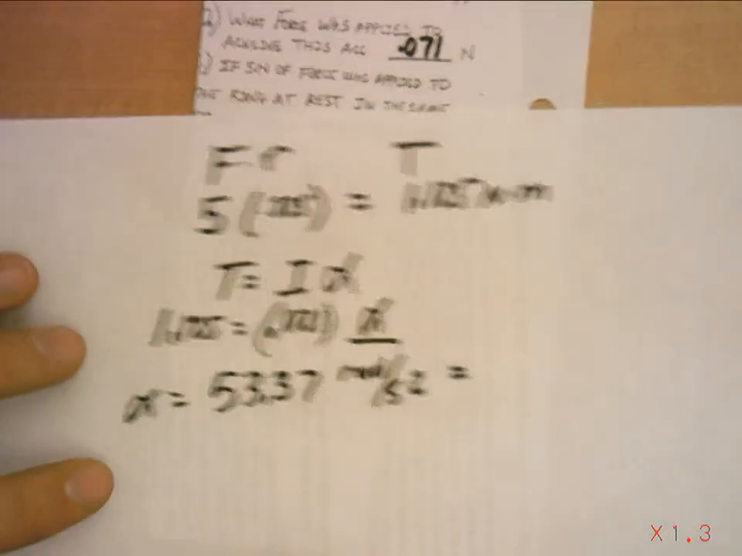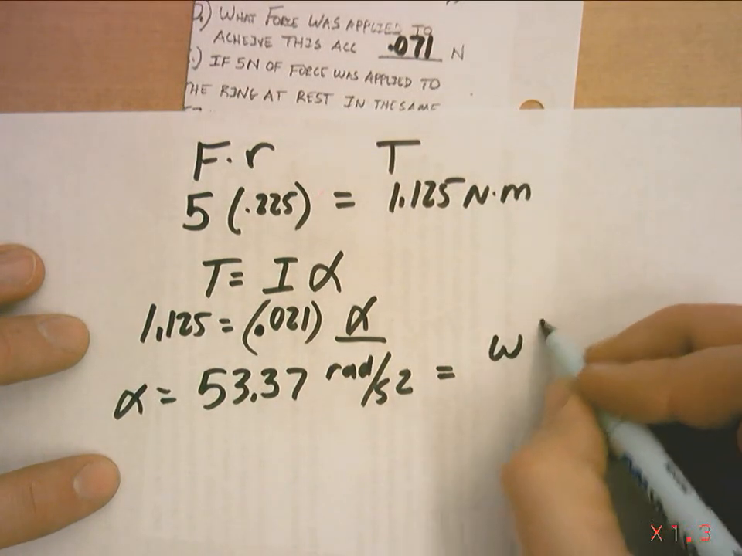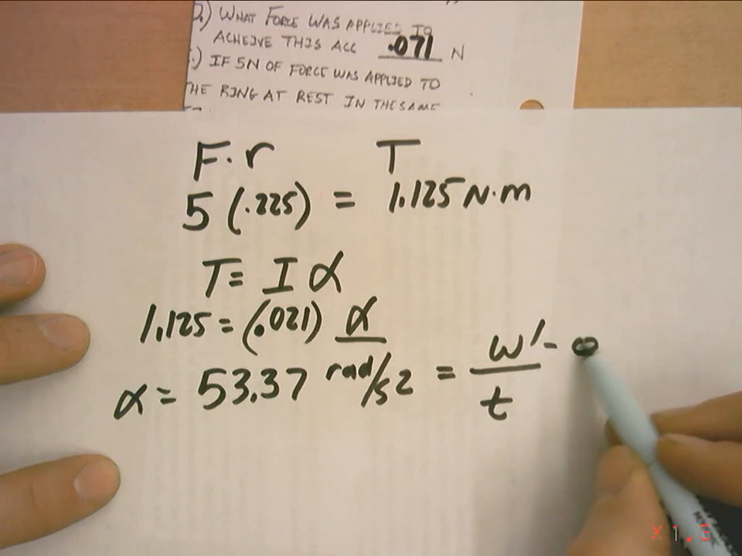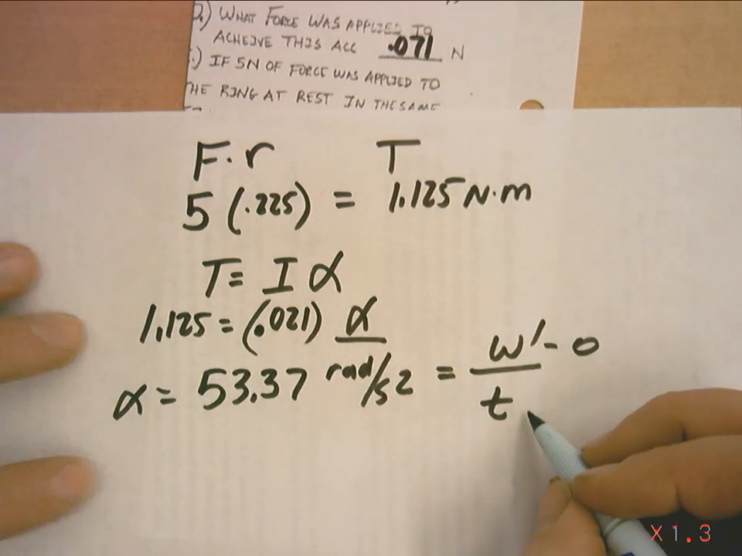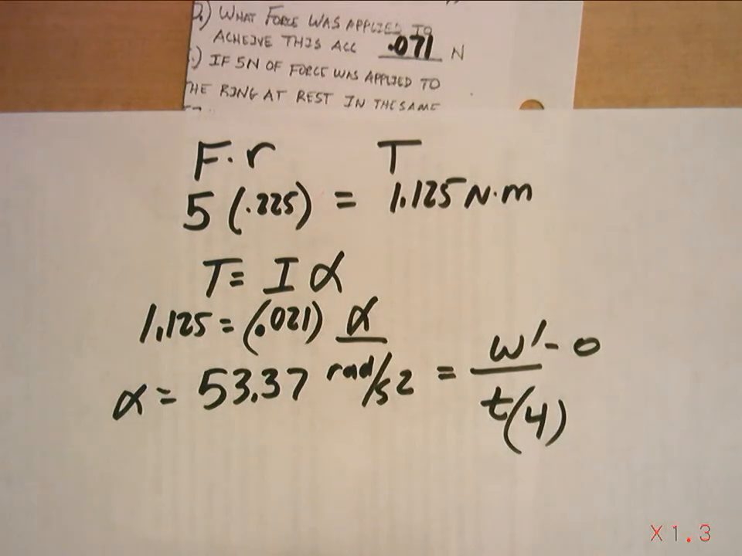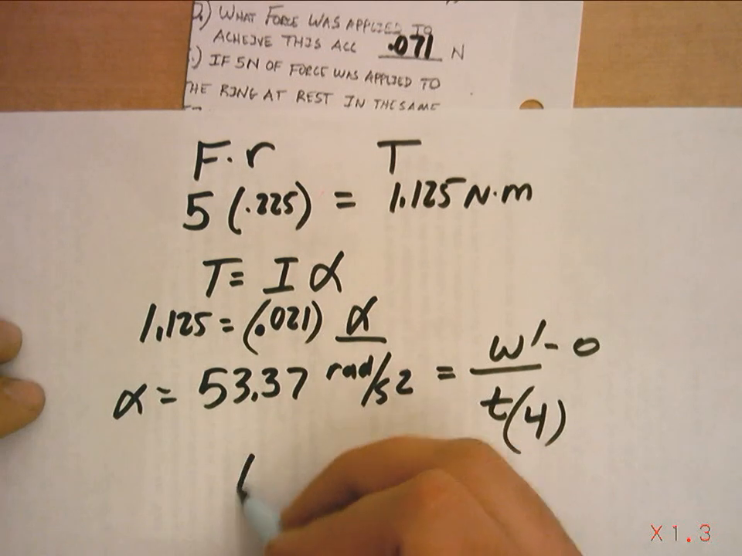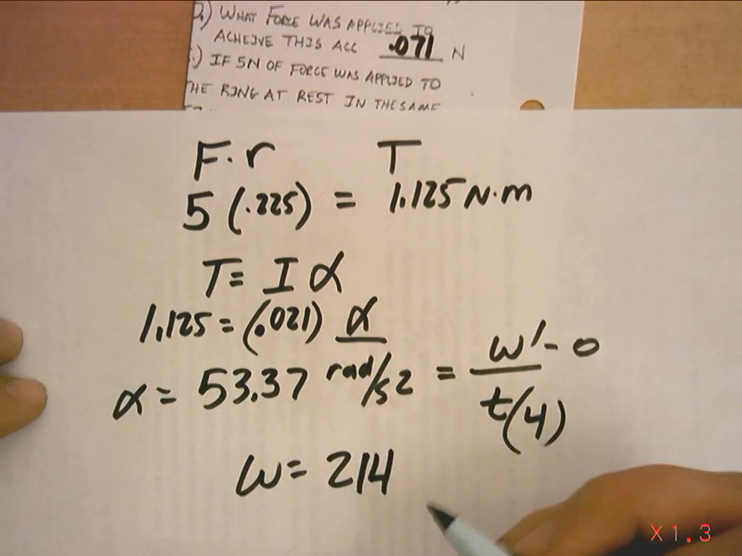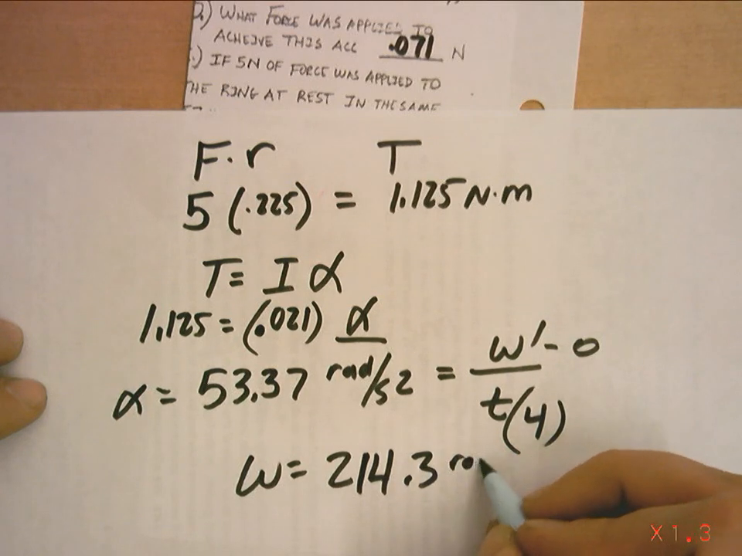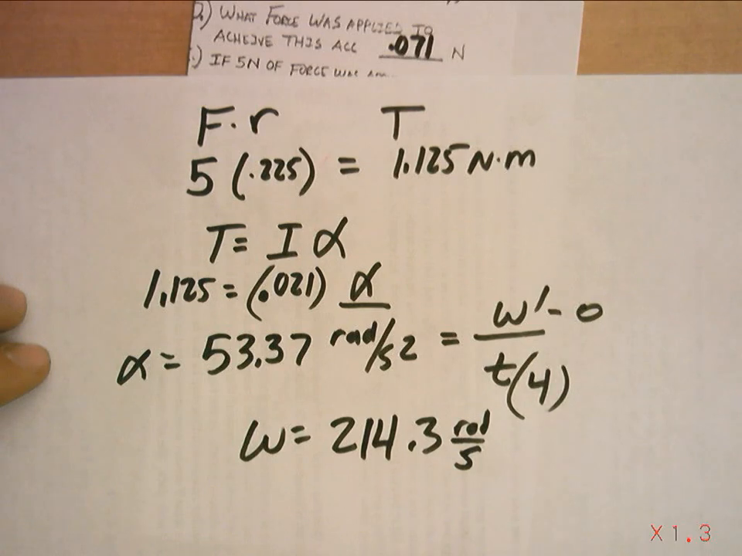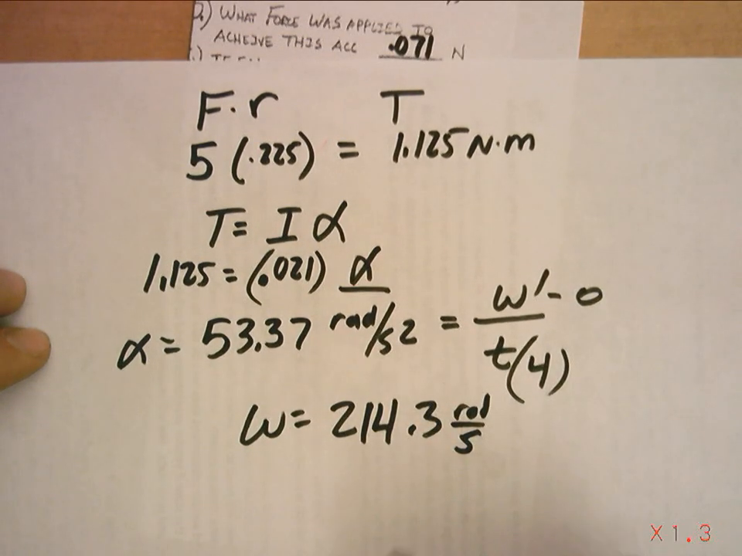Remember, we started at rest, so this is like saying W final over T. There was no W initial because it was just 0, and the T, once again, just as before, was 4 seconds. So we take 53 and we multiply by 4, and we end up with our W. So W at this point is around 214. Now, depending on how you round it on some of these things, you might get a slightly different answer, which is okay. There's quite a bit of room for error, or room for rounding, really.